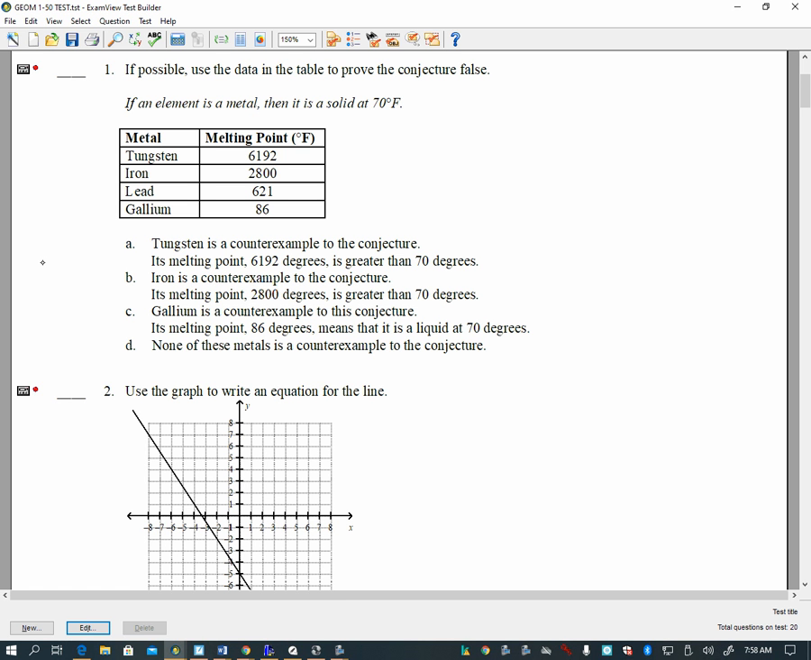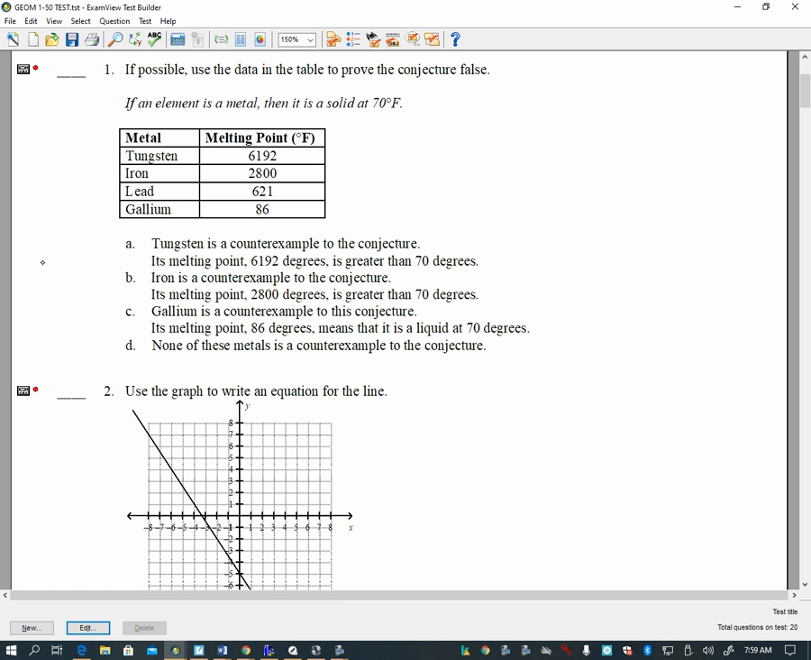What is the conjecture, Jordan? If an element is a metal, then it is a solid at 70 degrees Fahrenheit. Okay? We want to prove that that's not always true. Does that make sense? So what we're looking for, what's another word for what they're asking you to find? A counterexample. Thank you. We're looking for a counterexample.